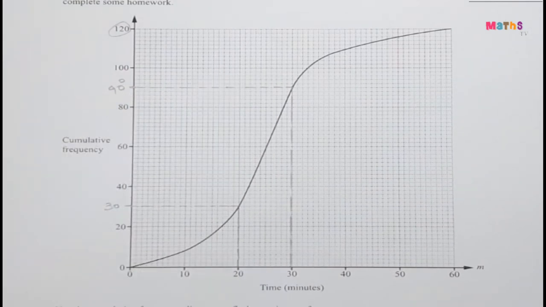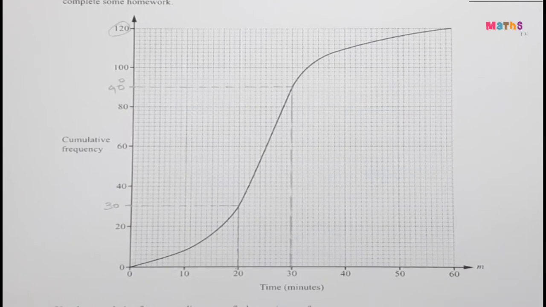So the interquartile range is the difference between this one and this one, 30 and 20. So 30 minus 20 will be equal to 10. So the interquartile range is 10 minutes. B part.